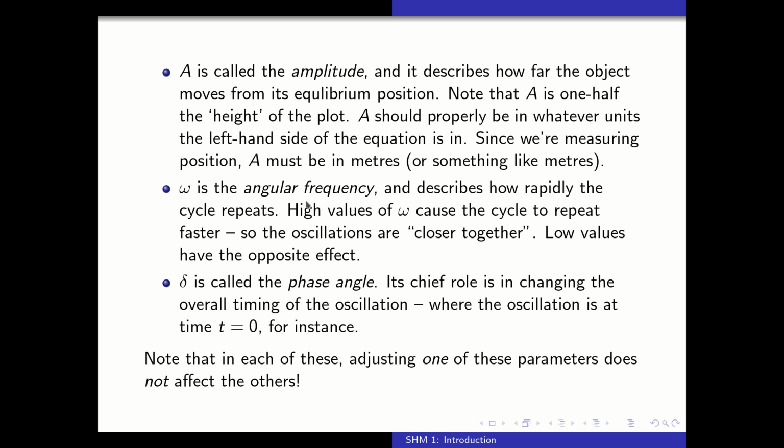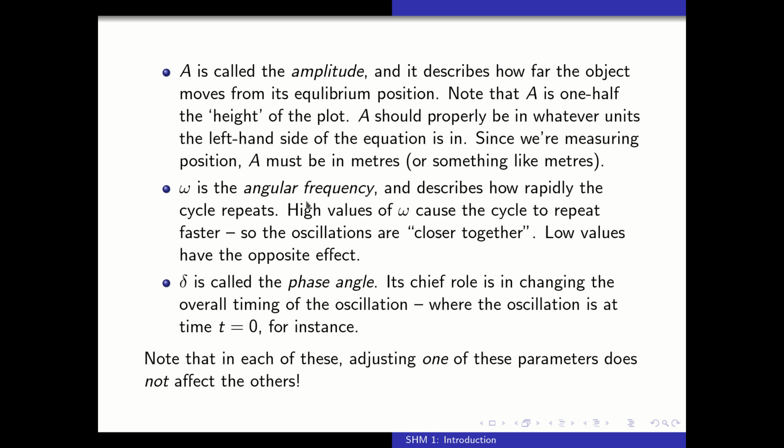Okay. Omega is the angular frequency. Now, you've seen an omega before in this class last term, the angular velocity omega. This is actually related to that, but it's not quite the same. Omega describes how rapidly the cycle repeats. You should have seen that larger values of omega make more of the squiggles closer together. Smaller values of omega spread those squiggles out. So this tells us how quickly that cycle repeats itself.